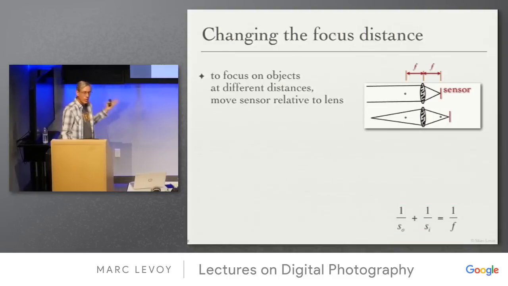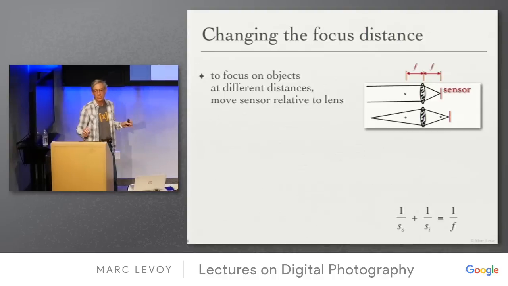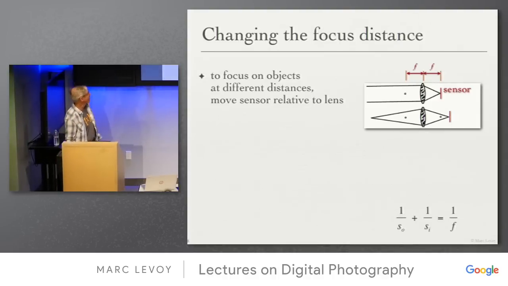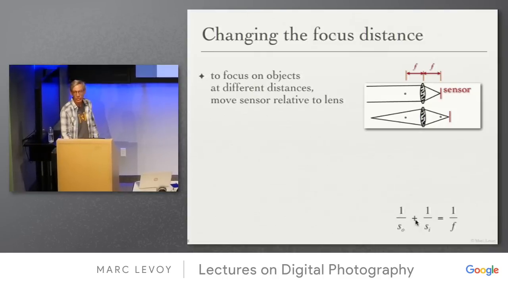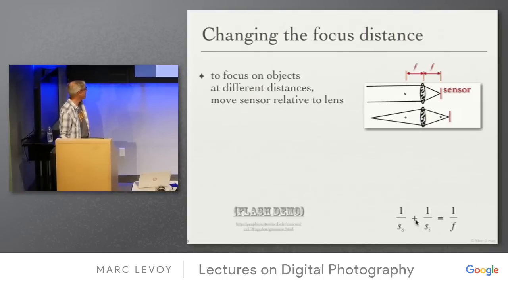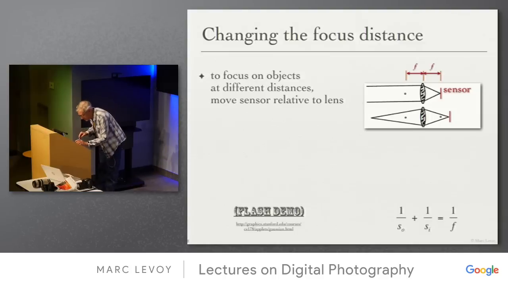Okay, so I showed this slide last time. Let's go through it in a bit more detail now that we have this formula under our belt. To focus on objects at different distances, we move the sensor relative to the lens. And so here is how much we have to move that now, which we didn't have last time. Oh, flash demo time.